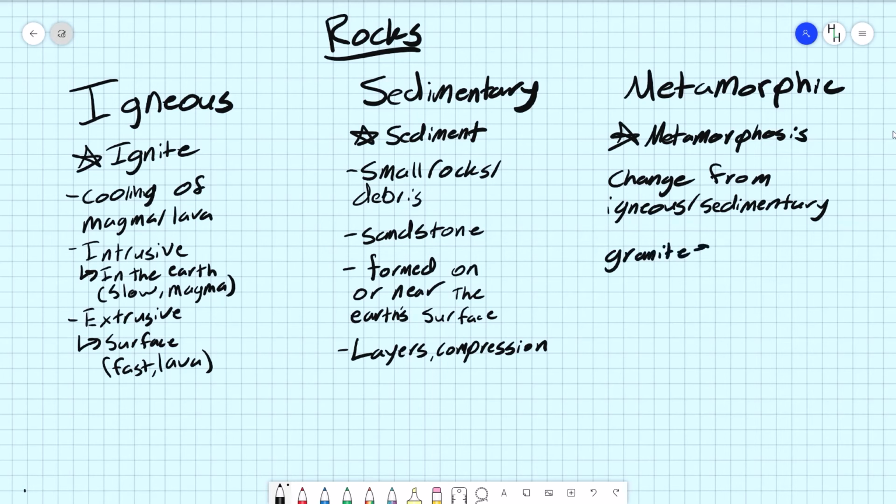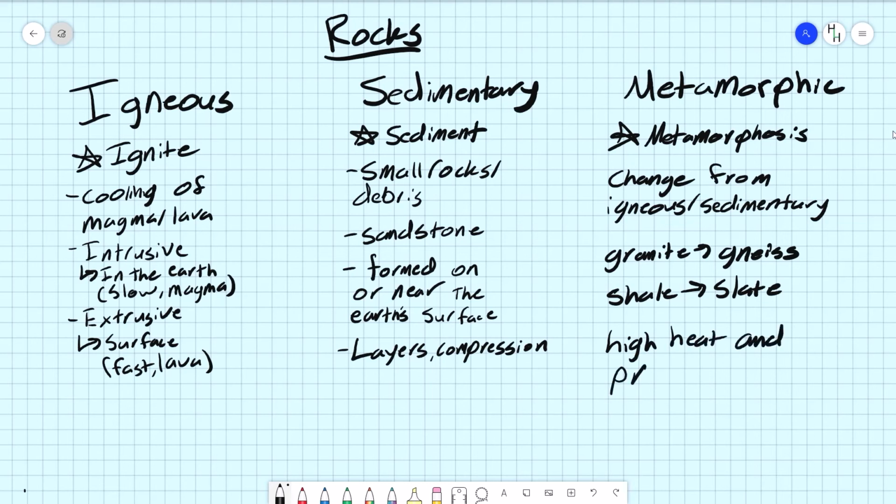So if we're thinking about igneous rocks, we can think about granite, which is an igneous rock, changing to gneiss, or for sedimentary, shale, changing to slate. And this happens under very extreme conditions of high heat and pressure that change the chemical composition of the rock.